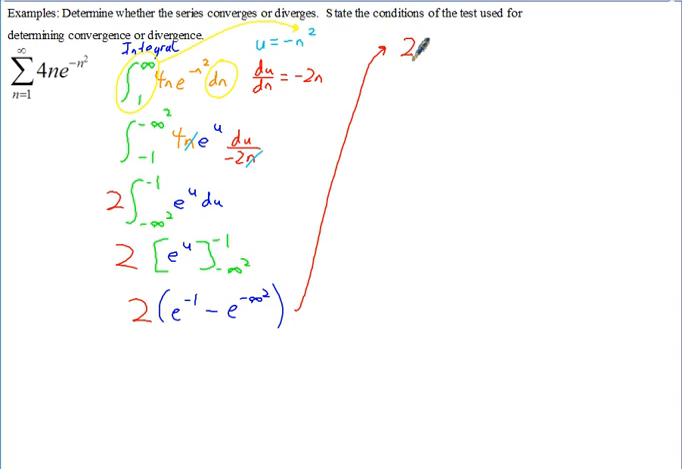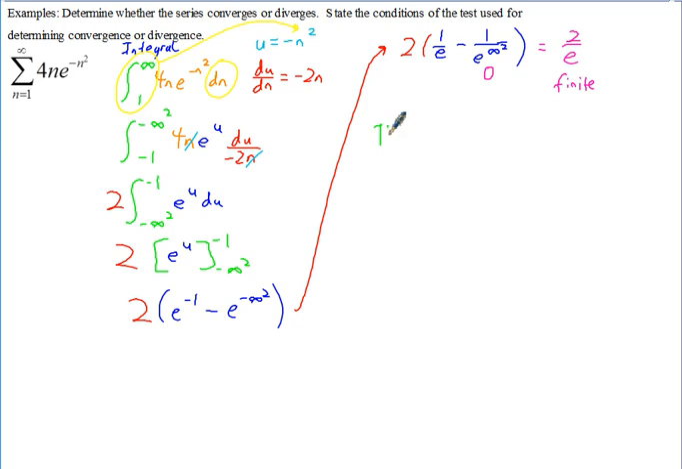So we'll have 2, e to the negative 1 is the same as 1 over e, minus e to the negative infinity squared, which is the same as 1 over e to the infinity squared. Well, e to the infinity squared is huge. 1 divided by some huge number, that's basically 0. So you have 2 times 1 over e. So the definite integral equals 2 over e. Since that's finite, that means the integral converges, which means our series will also converge.